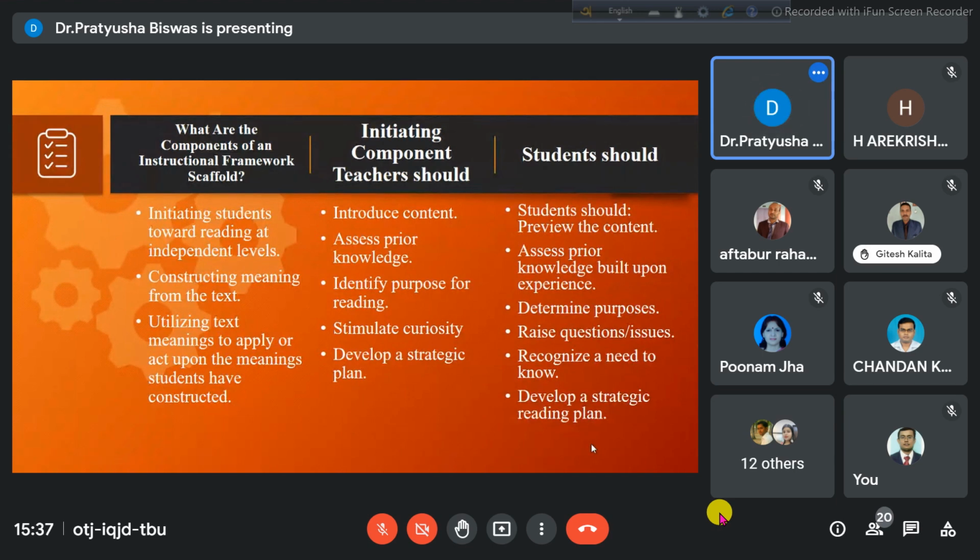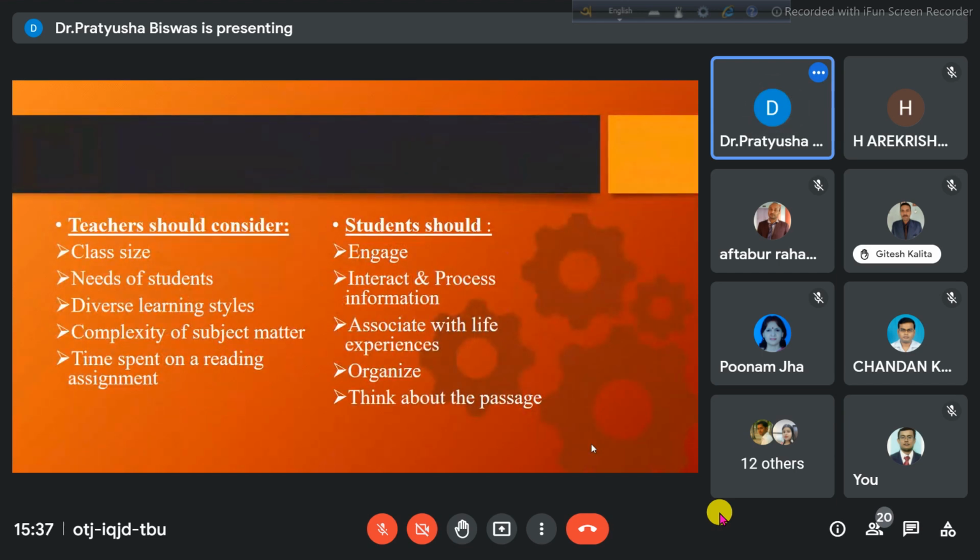So moving on, what should the teachers consider and what should the students consider? Now, the teachers should consider class size, because scaffold is not appropriate for a large class size. Needs of the students, like I told you, primarily. This is the only reason we are not able to successfully put some kind of intervention, because sometimes it's very difficult to understand the needs of the students if the class has a dense population.